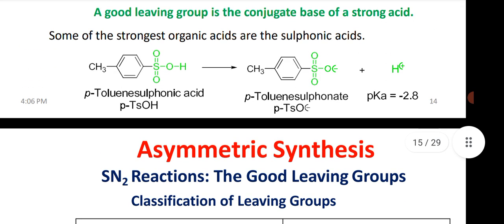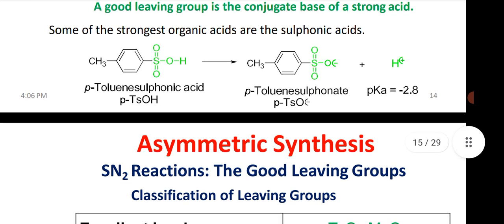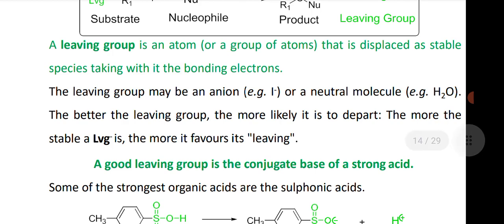Because if we focus on the structure of this compound, we see that it is highly stable after leaving the substrate. Why? Because it is resonance stabilized. Why is there resonance? Because of the presence of the benzene ring, its electrons are delocalized. This means it is highly stable. Because it is highly stable, as we already mentioned in the definition, a leaving group is an atom that departs as a stable species.